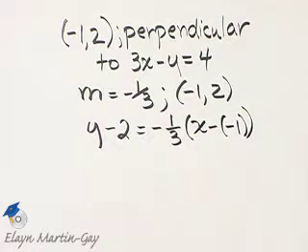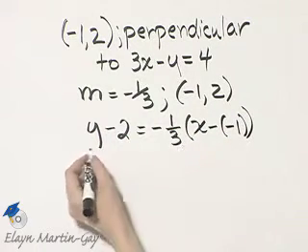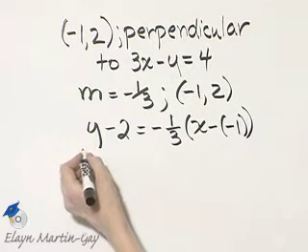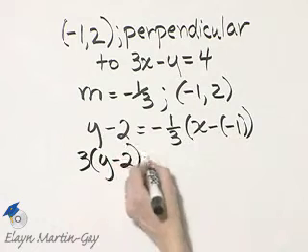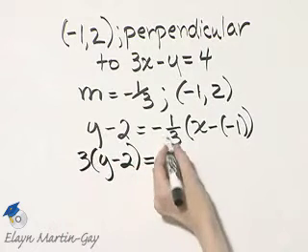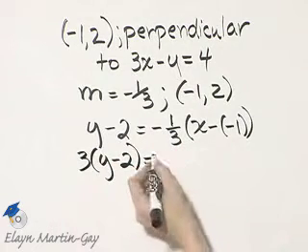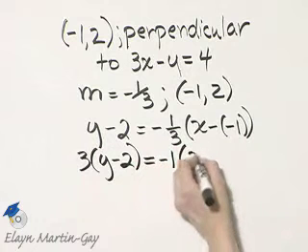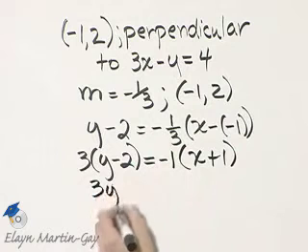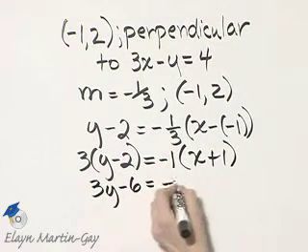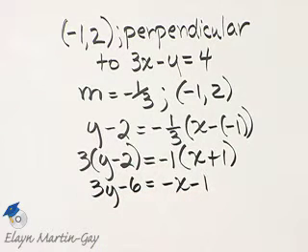I'm going to multiply both sides by 3 because I think most of you are in the habit of doing that. So that's 3 times the left side, and then 3 times this. The 3's cancel or divide out, and I'll have negative 1 times x plus 1. So that's 3y minus 6 is equal to negative x minus 1.